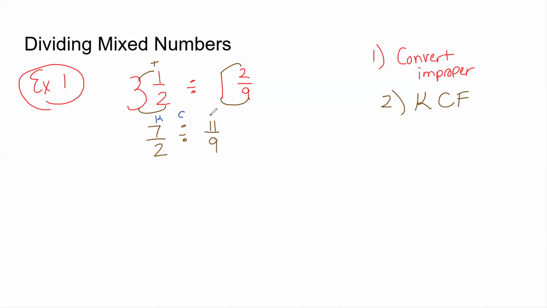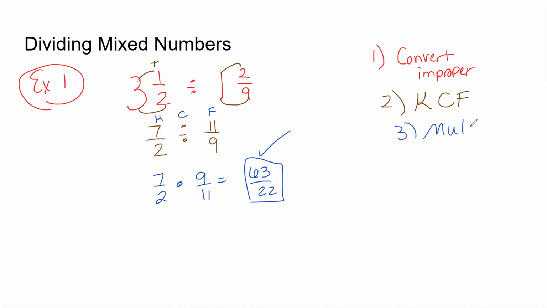Keep, change, flip. Change to times, flip, or the reciprocal of the second one. Go right across, that's 63 over 22. That would not reduce. That's your answer if you're leaving it improper, so then we just multiplied.